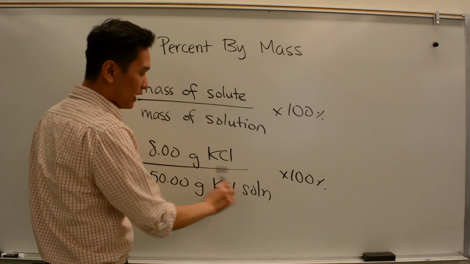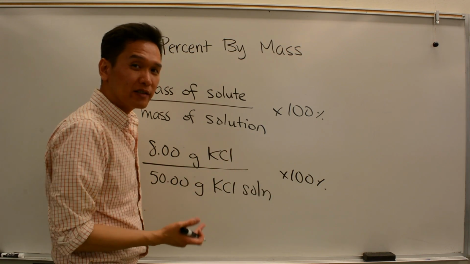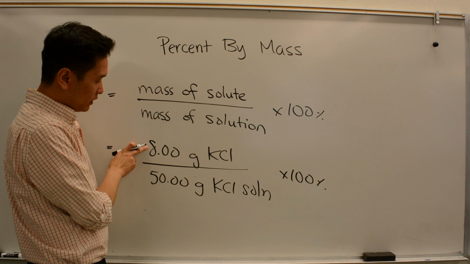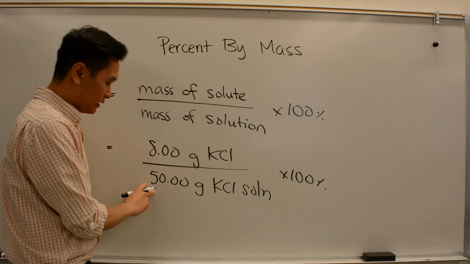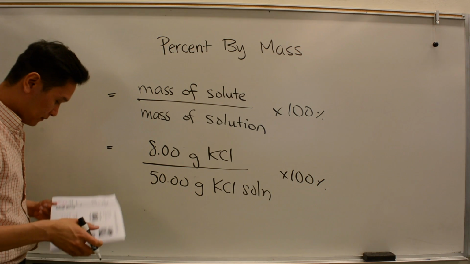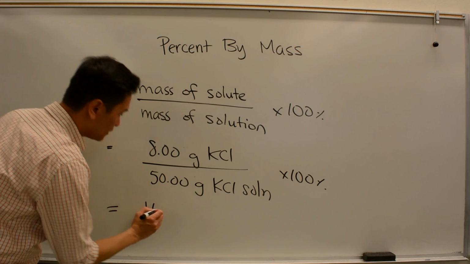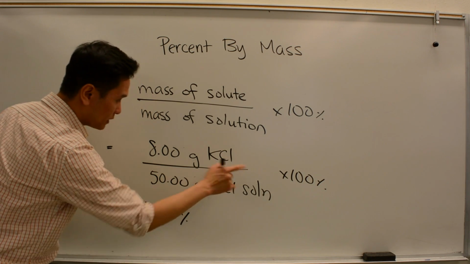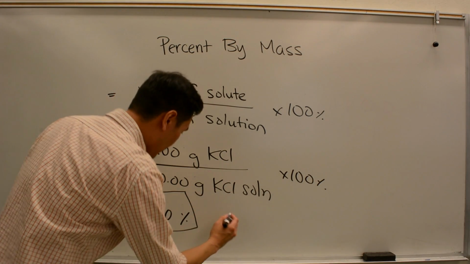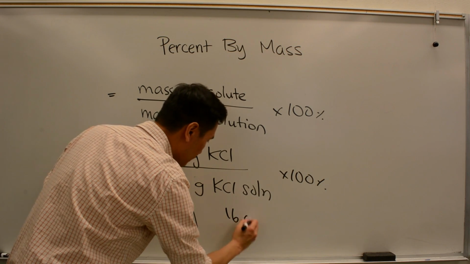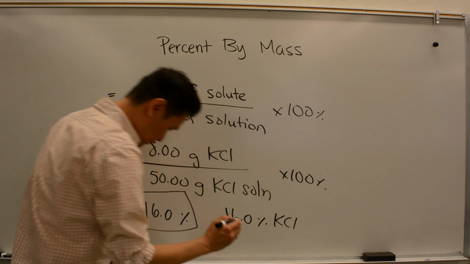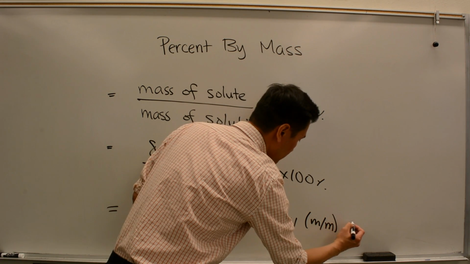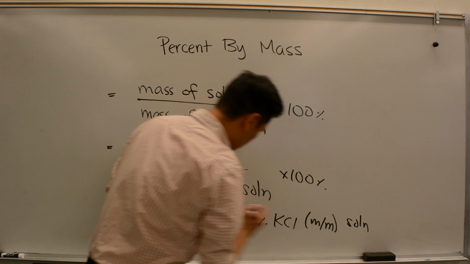So all of these units, because it's a percentage, it's a ratio, they will be insignificant. They just cancel out. So all you have left to worry about is the numbers. 8 divided by 50. What does that turn out to be? 3 sig figs, 1, 2, 3. Right? So that's 16.0 times 100, 16%. So we can write that as 16.0% KCl mass over mass solution.